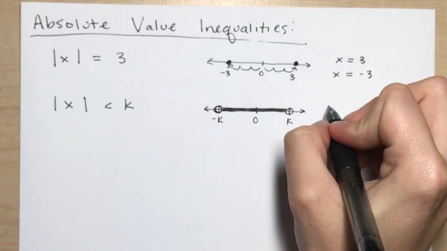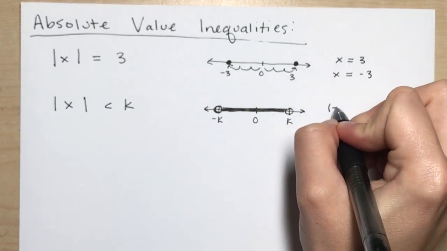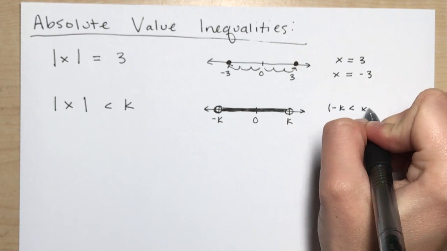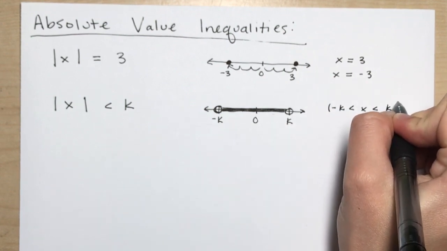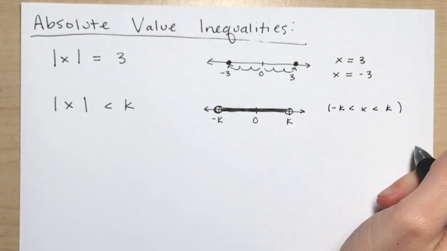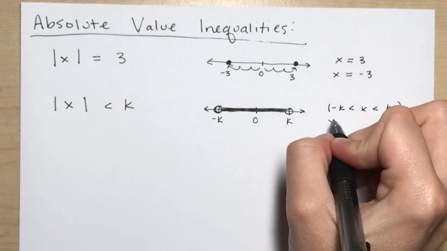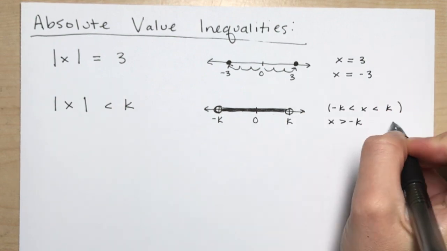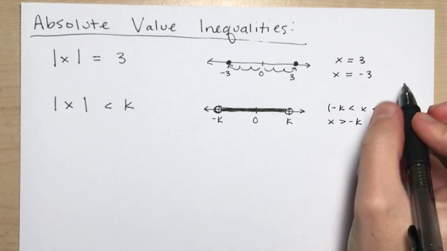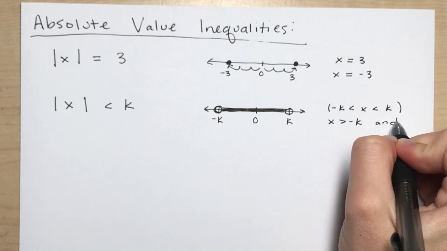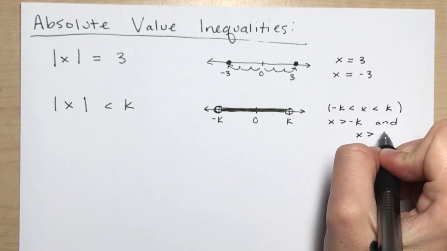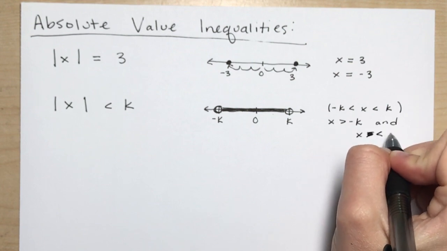The way we write this symbolically, of course, is x is between -k and k. If we wanted to write it separately, we would write x is greater than -k, and also x is less than k.